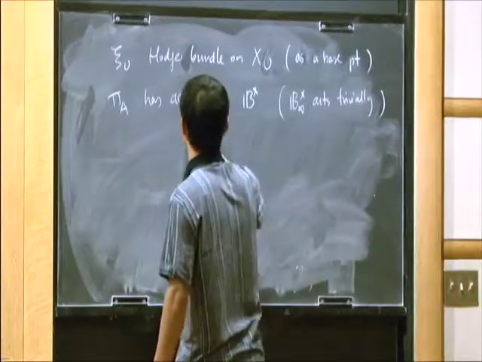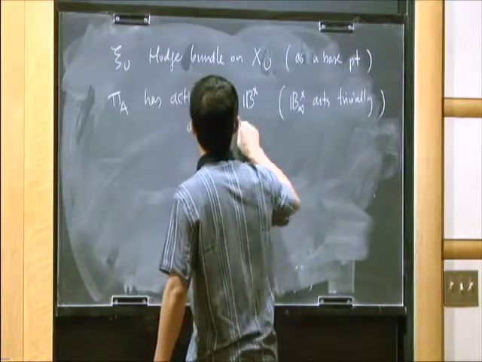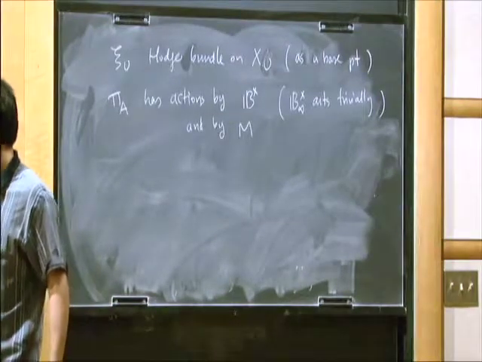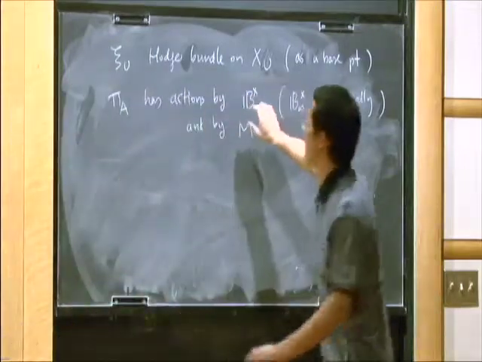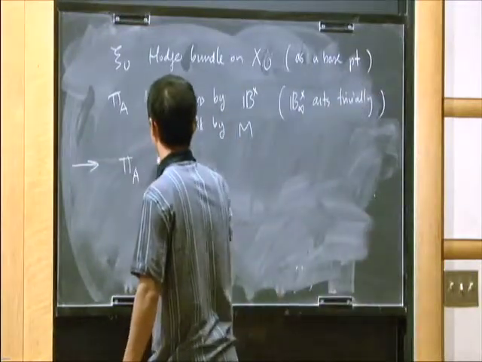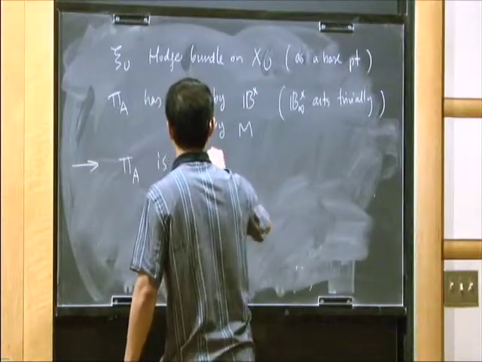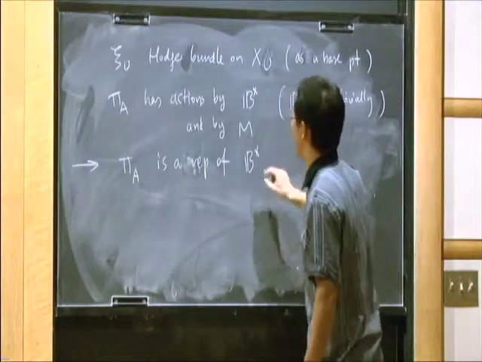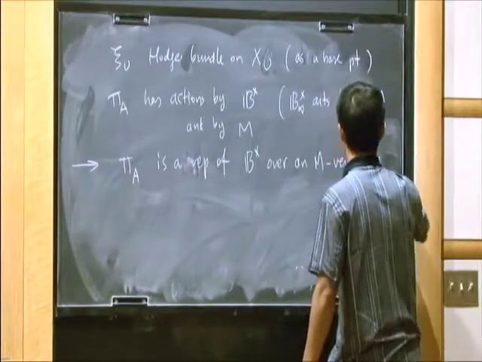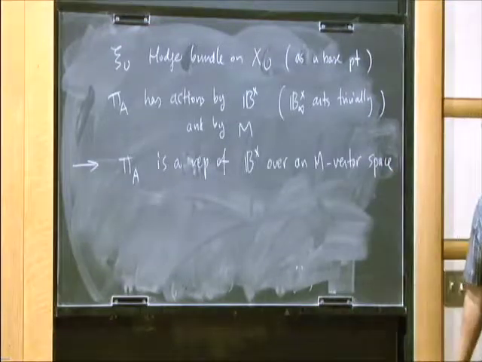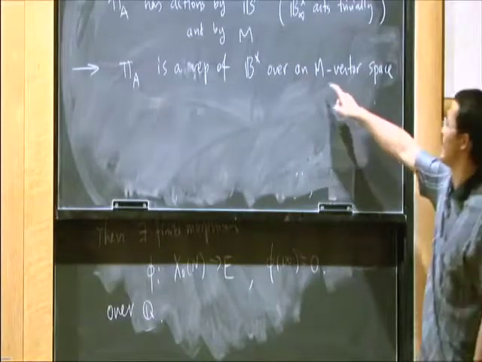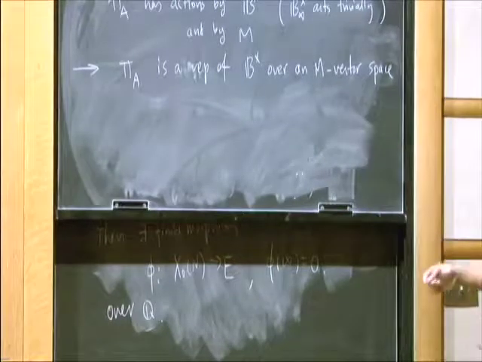And it also has an action by M. So the action of M, and the Hecke operators here, and so we get a multiplication here. And then those two actions commute. So we change the viewpoint a little bit. We get this pi A is a representation of B cross over an M vector space. So this is what we mean by automorphic representations over number fields. So the coefficient now is M. M is not C. It's a number field.